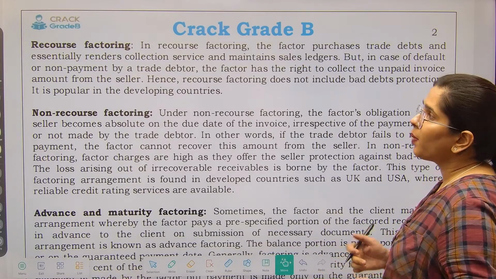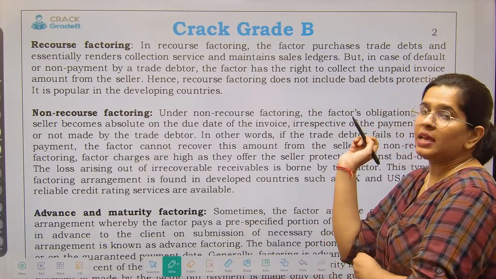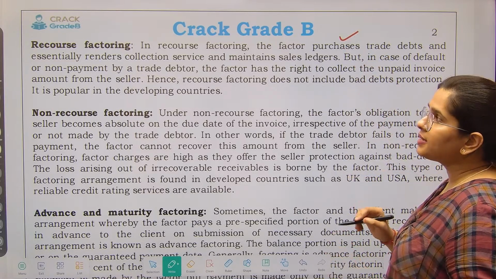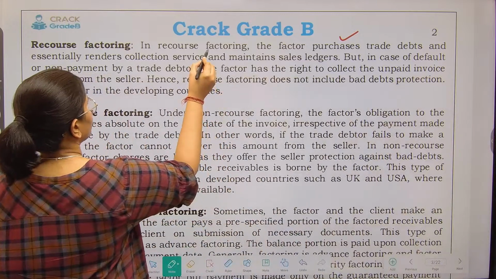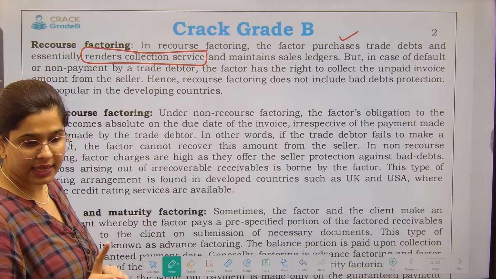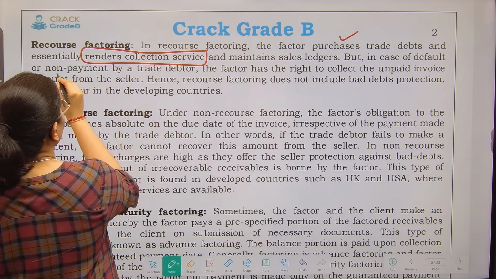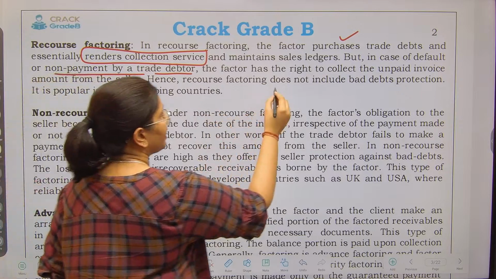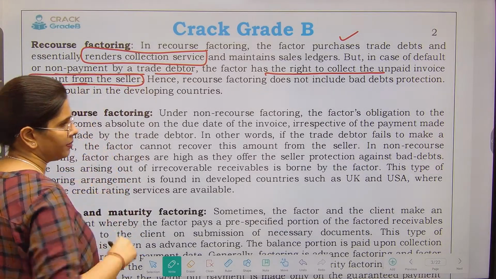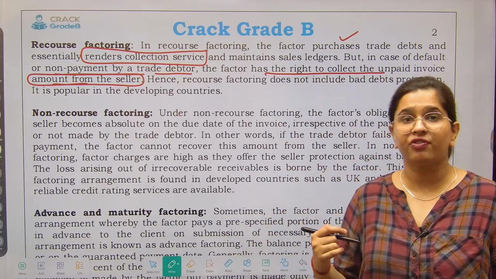Okay, so number one is recourse factoring. Under recourse factoring, the whole transaction is the same, okay? The factor purchases the trade debts and the factor gives the collection services. What service does he give? The collection services. But in case the buyer defaults, right? If the buyer has defaulted, then on non-payment by a trade debtor, the factor has got the right to collect the unpaid invoice amount from the seller. If the buyer has defaulted, then the factor will take back his money from the seller.